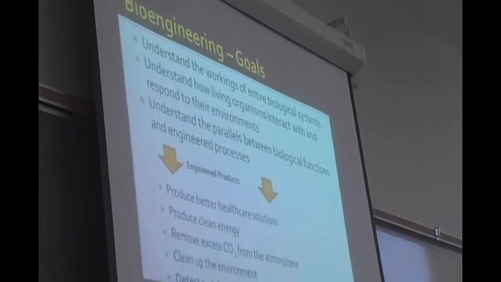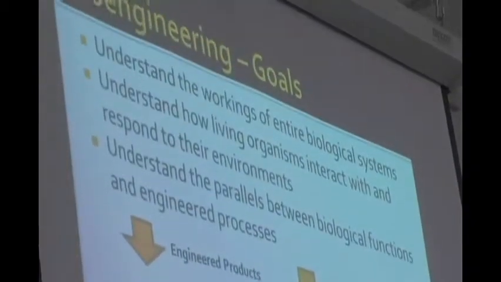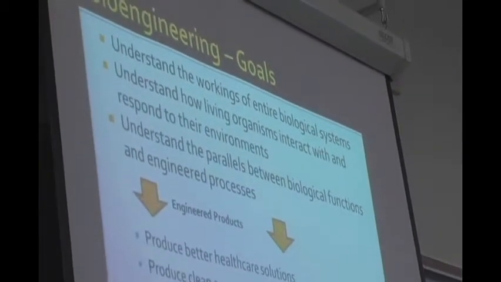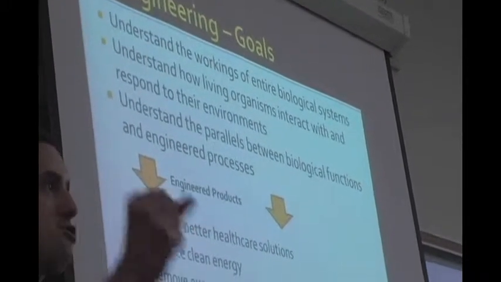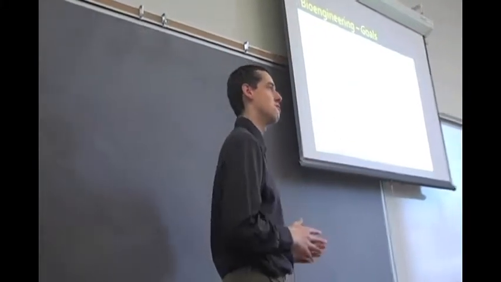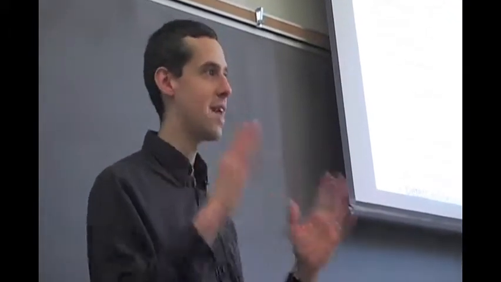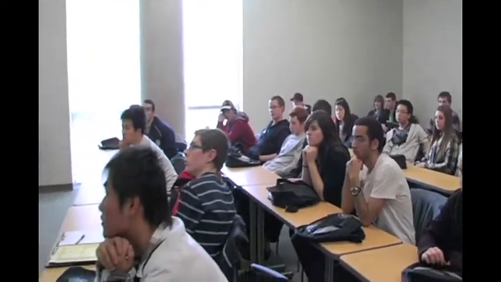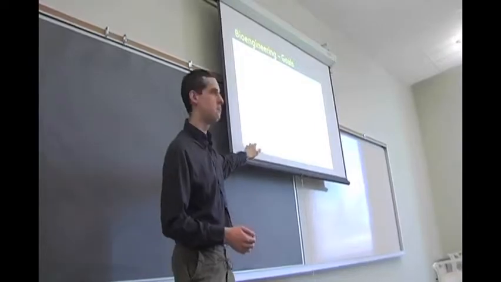So bioengineering, the goals really are to understand the whole process, and as chemical engineers we're used to doing this, and understand how living organisms interact and respond to their environments. We also need to understand how biological functions and our engineered products or engineered processes work together. So these are things that you can learn, but we also have the chemical engineering, bioengineering program here at McMaster, which will let you actually get a good basis in biology at the same time you're doing a chemical engineering degree. So ultimately what we're trying to do is make engineered products. So to improve healthcare, clean energy, excess CO2, obviously concerns with that, clean up the environment, even things like bioterrorism.